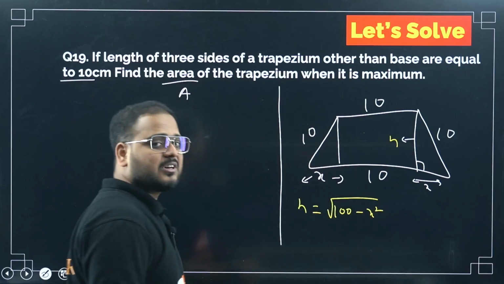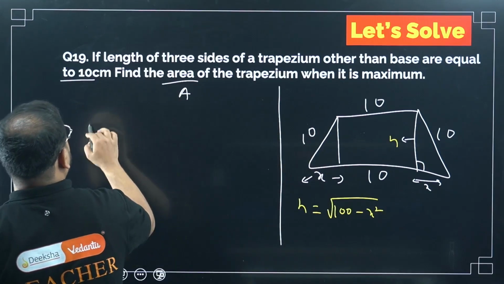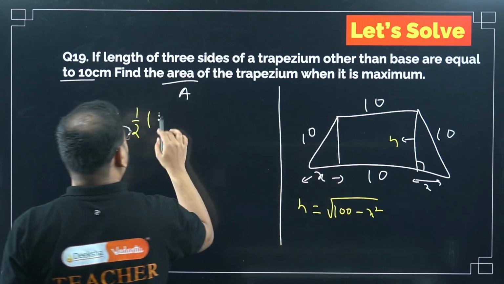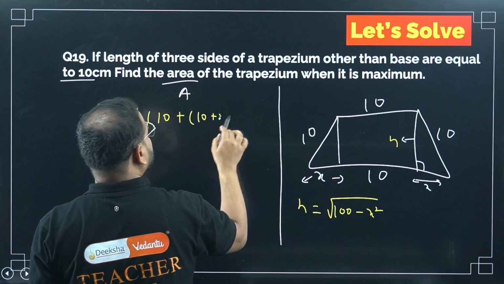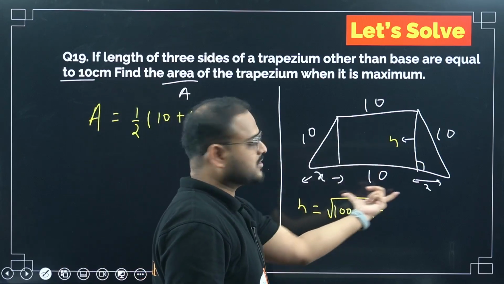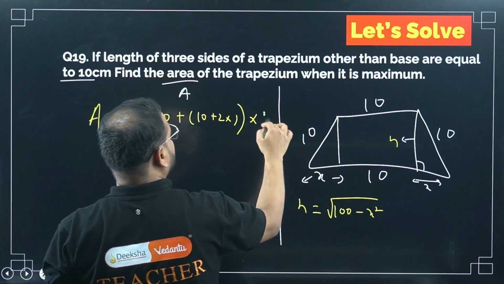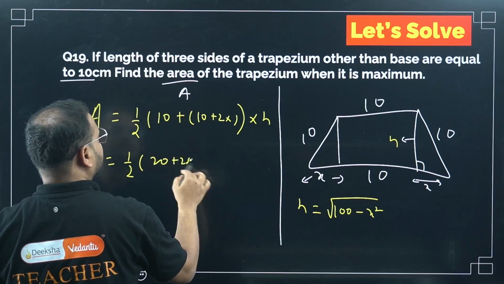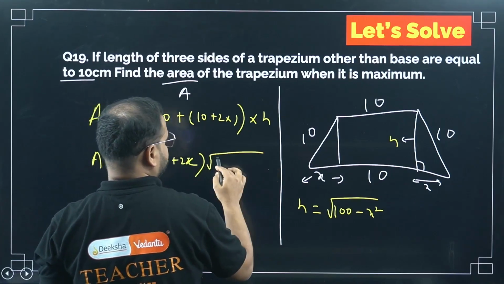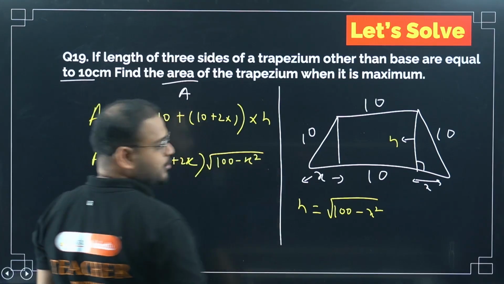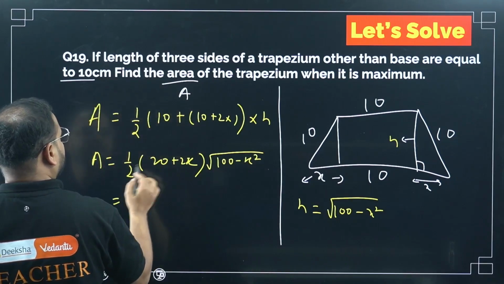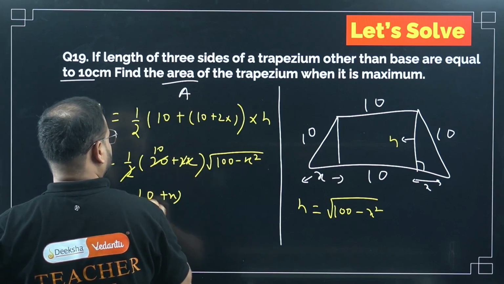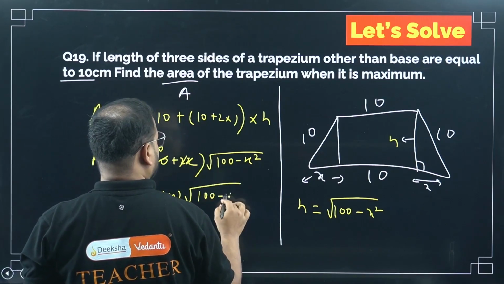What is the formula for the area of a trapezium? Area will be 1 by 2, sum of the parallel sides. So 10 plus 2x, correct? This is 10 and this is 10 plus 2x, times the height, yes or no? What is my area then? 1 by 2 times 20 plus 2x, or not? Height is what? Yes. We'll cancel this. What am I going to get? 10 plus x times root of 100 minus x square.